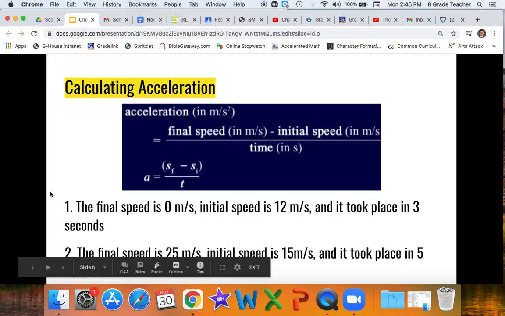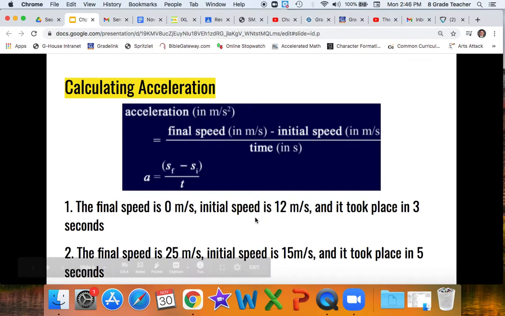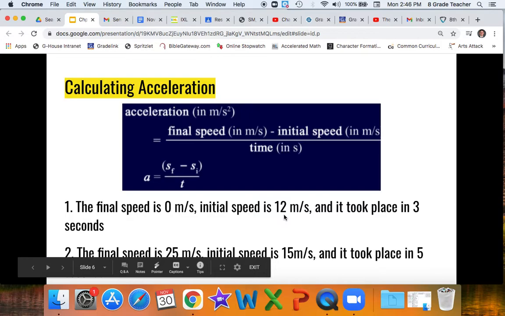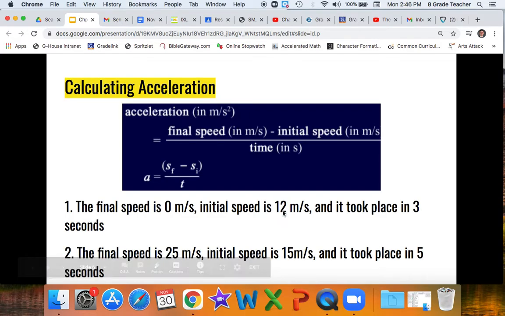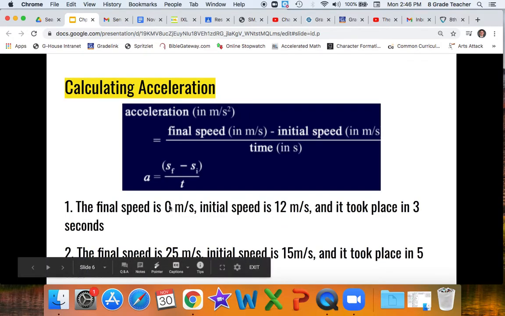Number 1 said the final speed is 0 meters per second and the initial speed is 12 meters per second. It took 3 seconds. Here's an example of your final speed being 0 and your initial speed being a calculated motion or speed. This means that you're slowing down. If the final speed is 0, you've come to a stop, like you're coming to a stop sign or a stoplight. So your initial speed was 12 meters per second, your final speed was 0, you would subtract that and you'd actually get a negative answer.